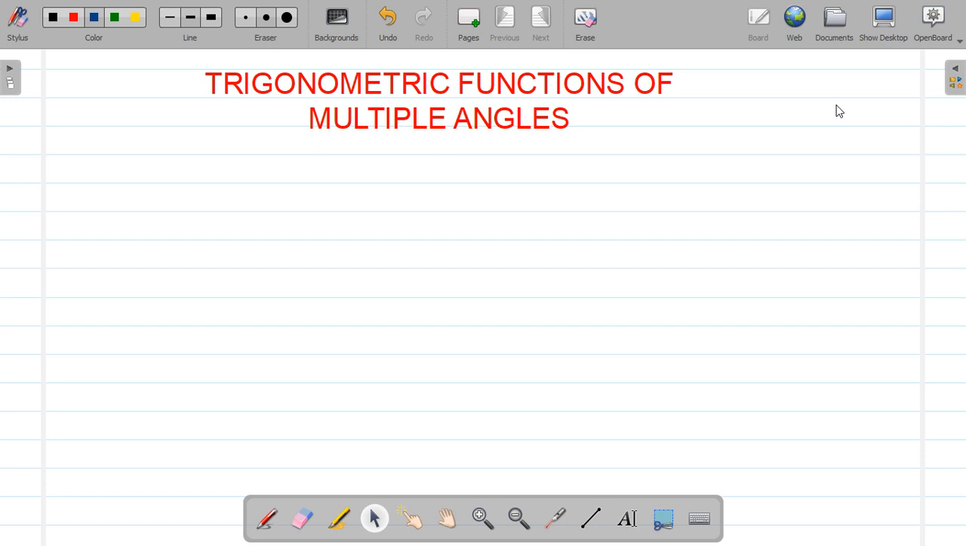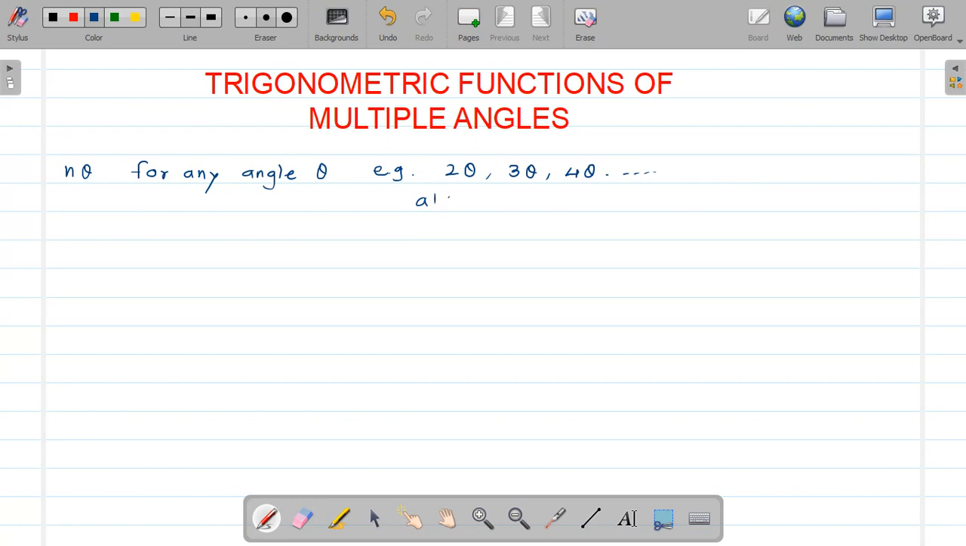Dear students, today we are going to discuss the concept that is trigonometric functions of multiple angles. Now what is the meaning of multiple angles? Multiple angles means n times theta for any angle theta. N times theta means, for example, 2 times theta, this is called a double angle. 3 times theta, this is called a triple angle. 4 theta, and so on like this.